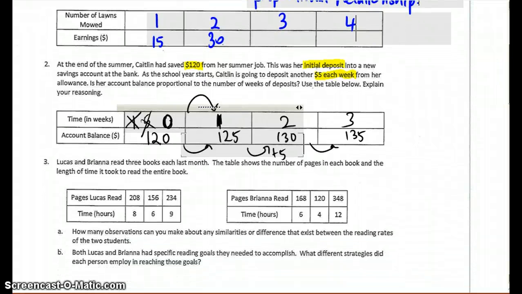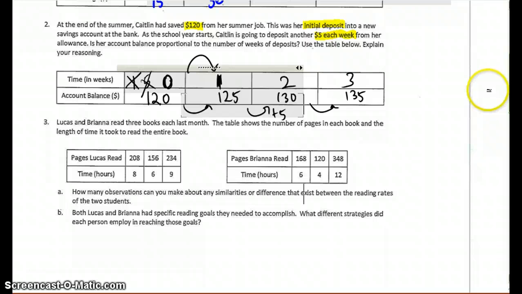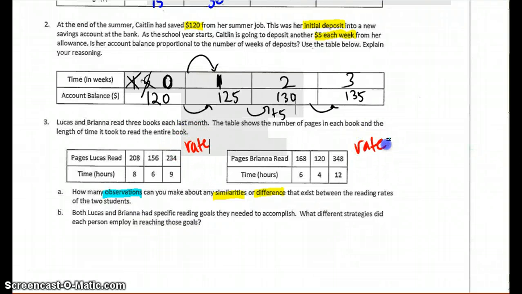Try question 3 by yourself. I know the question is quite loaded. It's asking for similarities and differences. Just basically make some observations about Lucas' reading and Brianna's reading rate. So a good thing to do to start you off is just to find the rate of each one and to describe that.